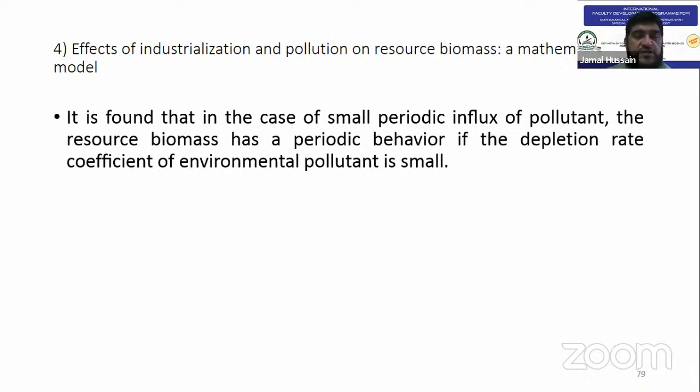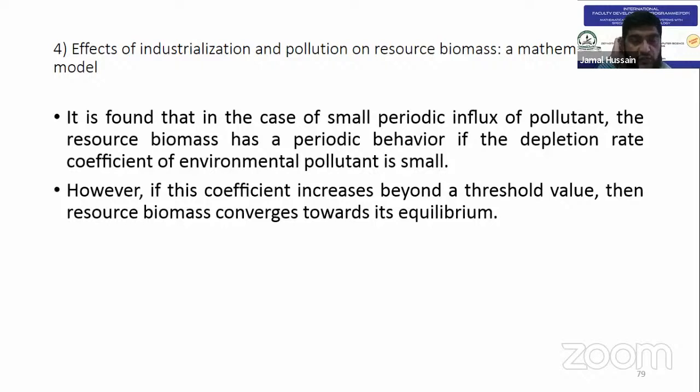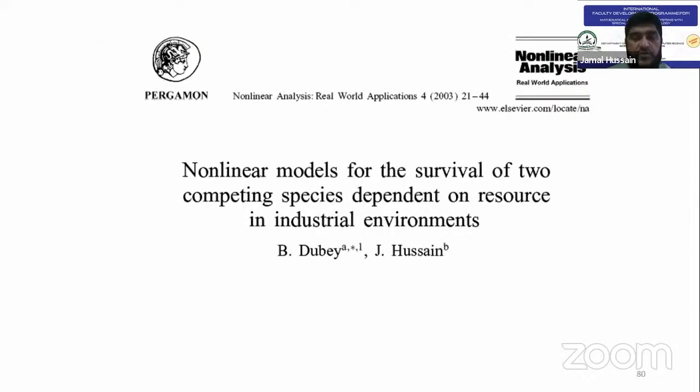And what is found is that in the case of small periodic influx of pollutant, okay, the resource biomass has a periodic behavior if the depletion rate coefficient of pollutant is small. However, if this coefficient increases beyond the threshold value, the resource biomass converges towards its equilibrium. Okay. Then nonlinear models for the survival of two competing species dependent on resource in industrial environment.